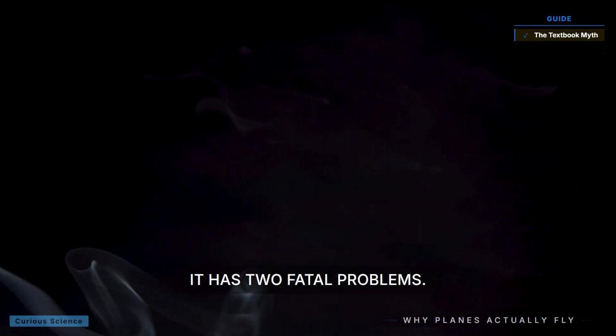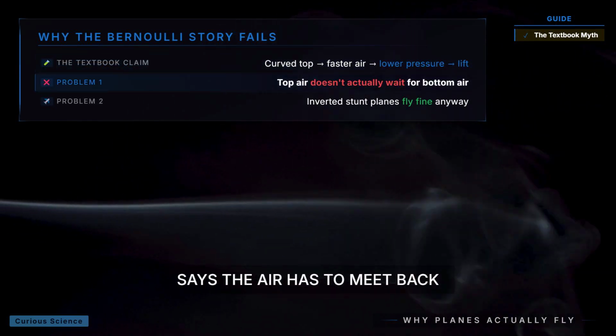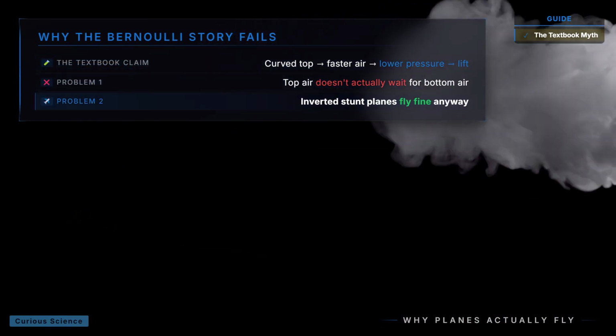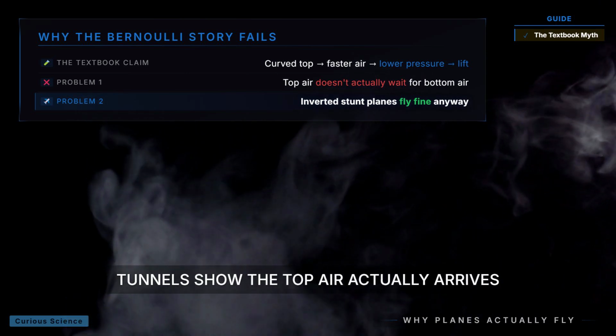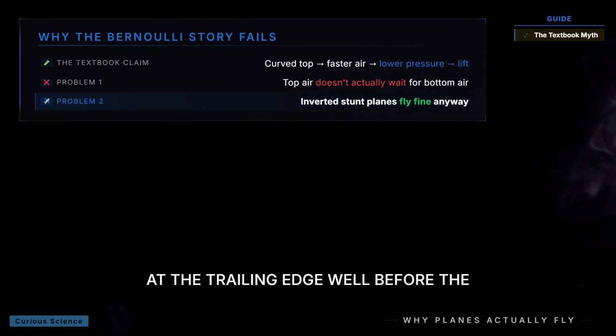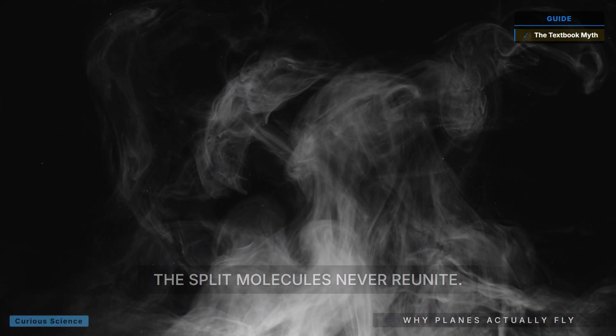It has two fatal problems. First, there's no law of physics that says the air has to meet back up at the same time. It doesn't. High-speed cameras of wings in wind tunnels show the top air actually arrives at the trailing edge well before the bottom air. The split molecules never reunite.